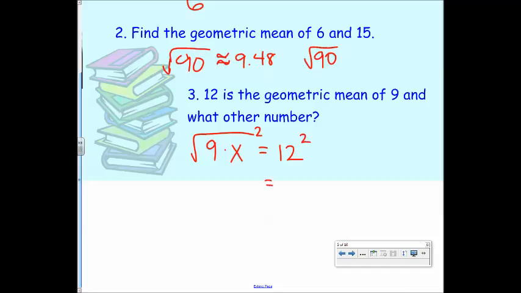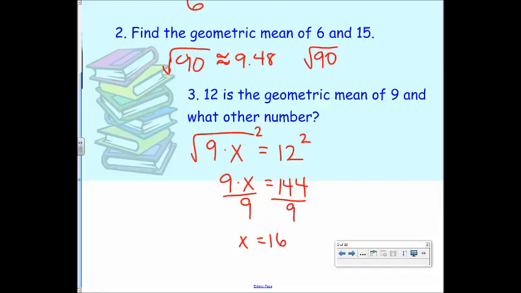144, because 12 times 12 is 144. What happens here? That just means the square root, like the house, goes away. So this right here cancels out the house. So all we have left is what? 9 times x, or 9x. All right, so then how would I finish that? Divided by 9. Okay, and x equals what? 16? All right.